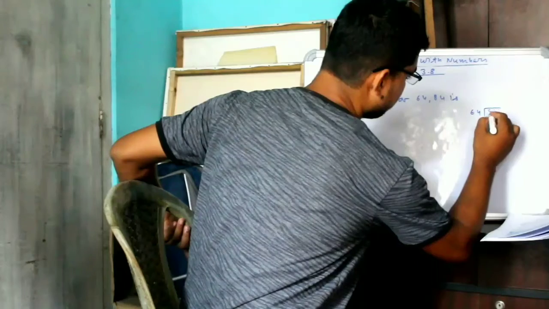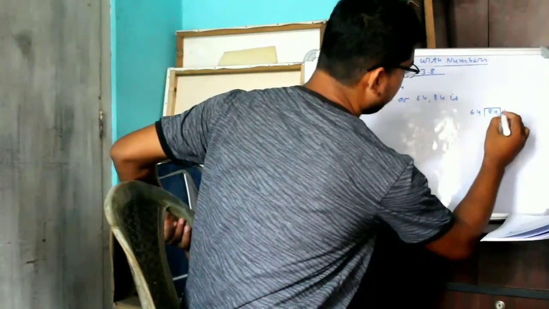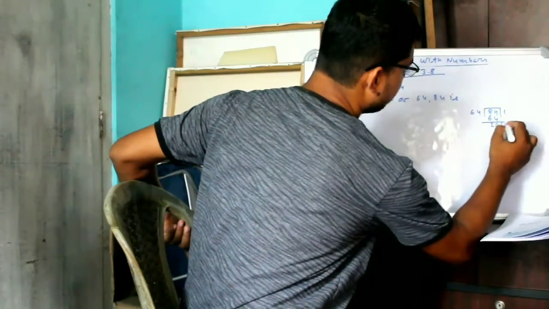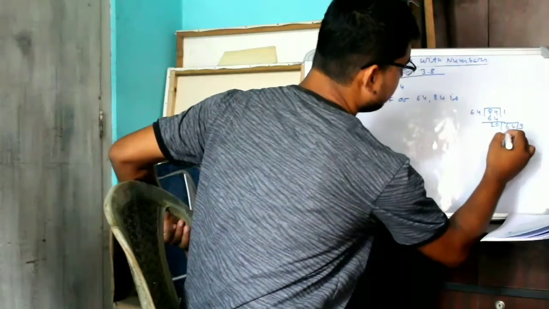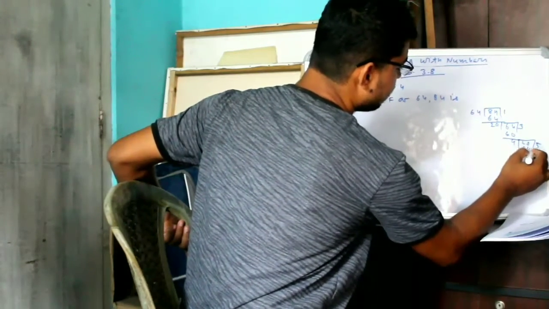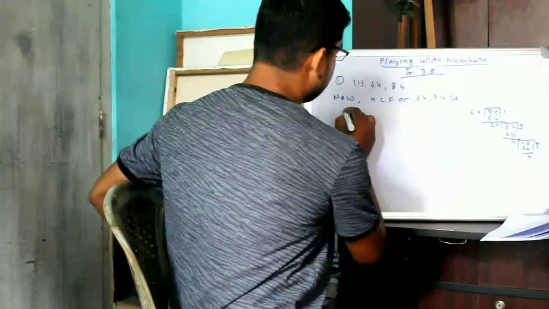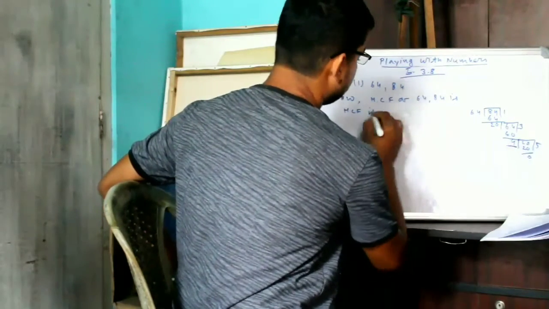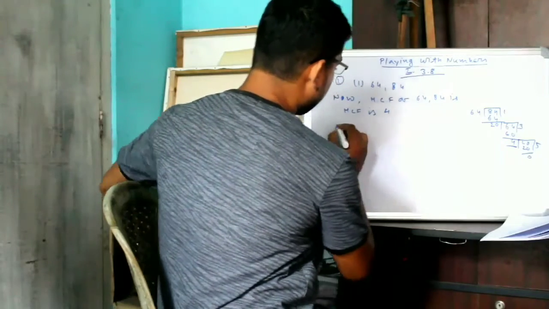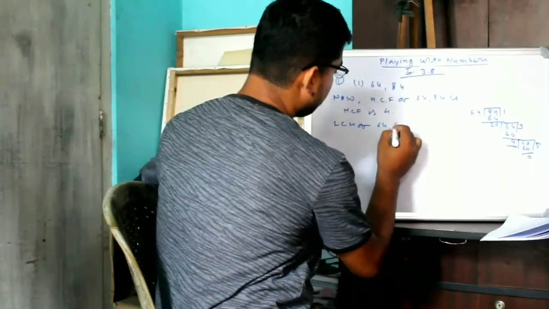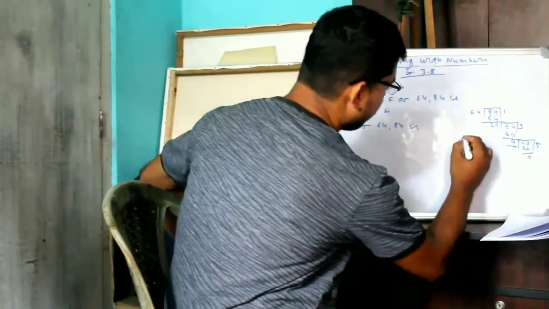64, 84. 1 times 64, remainder 20. 3 times 20, remainder 4. 5 times 4, remainder 0. So the HCF is 4. Okay, now the LCM of 64 and 84 by the division method.